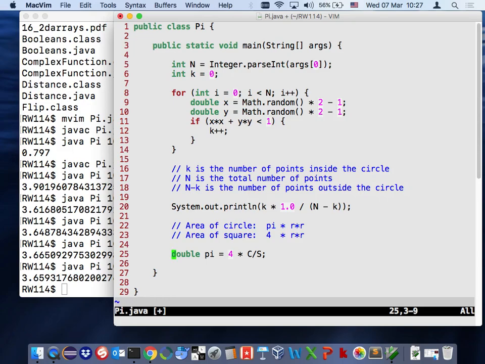The area of the circle is the number of points that fell inside the circle, which is k. The area of the whole square is the number of all the points that I've actually picked. All the points I picked fell inside the square. Was that true, Andre? Yes, that's how we designed it. So that's n.